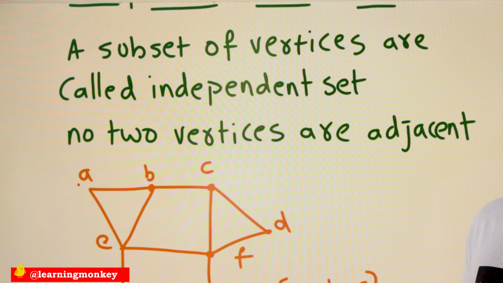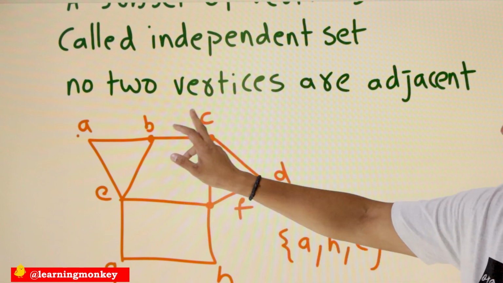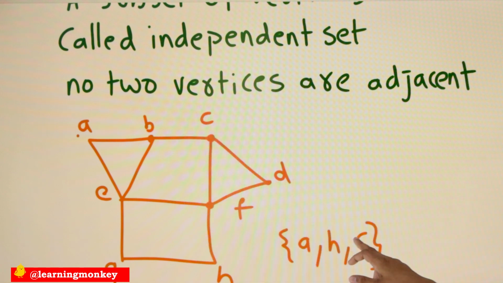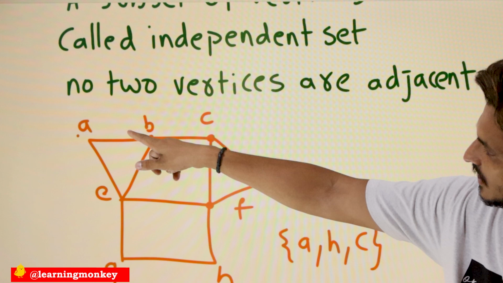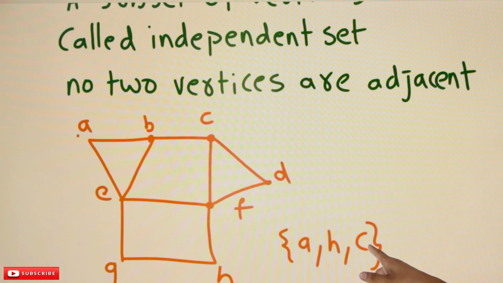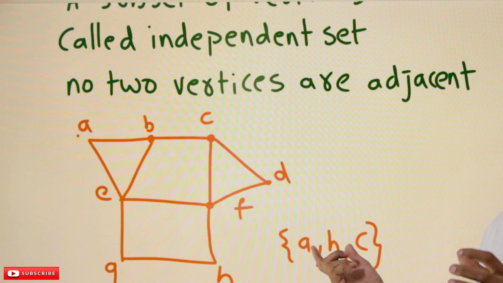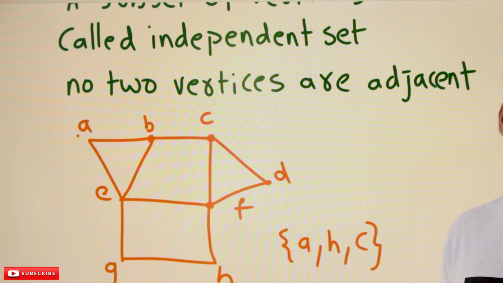What is meant by adjacent? We already discussed that in our previous basics of the graph. Let's say this is the graph: A, B, C, D, E, F, G, H. A, H, C is a subset of vertices in which you take any pair, A, H. Is there an edge between them? If there is an edge, then we say A, H are adjacent. There is no edge. A, C, no edge. H, C, no edge. So they are not adjacent. You take any pair of vertices from this, they should not be adjacent, meaning you should not have an edge between those two. Then this set we call an independent set.